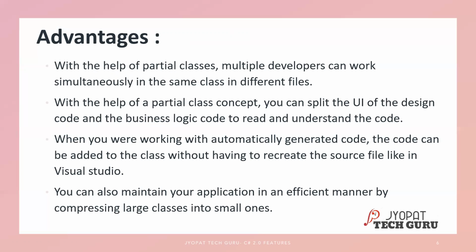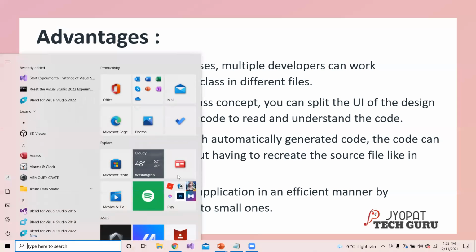So when you are working with automatically generated code, the code can be added to the class without having to recreate the source file, like in Visual Studio. Suppose you are working with a project and you are going for partial classes, you can just add one more partial class if you are extending the features of the existing project or if you have something to add within the existing project. So no need to create the entire project once again. Rather than that, you can simply go and add one more partial class. You can also maintain your application in an efficient manner by splitting large classes into small ones. So let us see the partial class example.